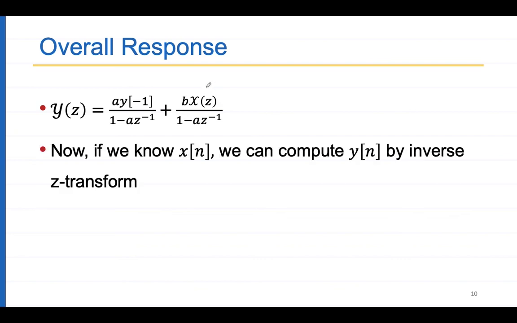And now I know I have to just add both of them to get the overall response of the system. So the overall response is, this part is because of the non-zero initial conditions, and this part is because of zero initial conditions. Basically, this is because of the input disturbance, or the input x only. This is only because of the initial conditions, and this is only because of the external input. Now, if I know x[n], I can compute y[n] by inverse Z transform, or inverse unilateral Z transform, right?